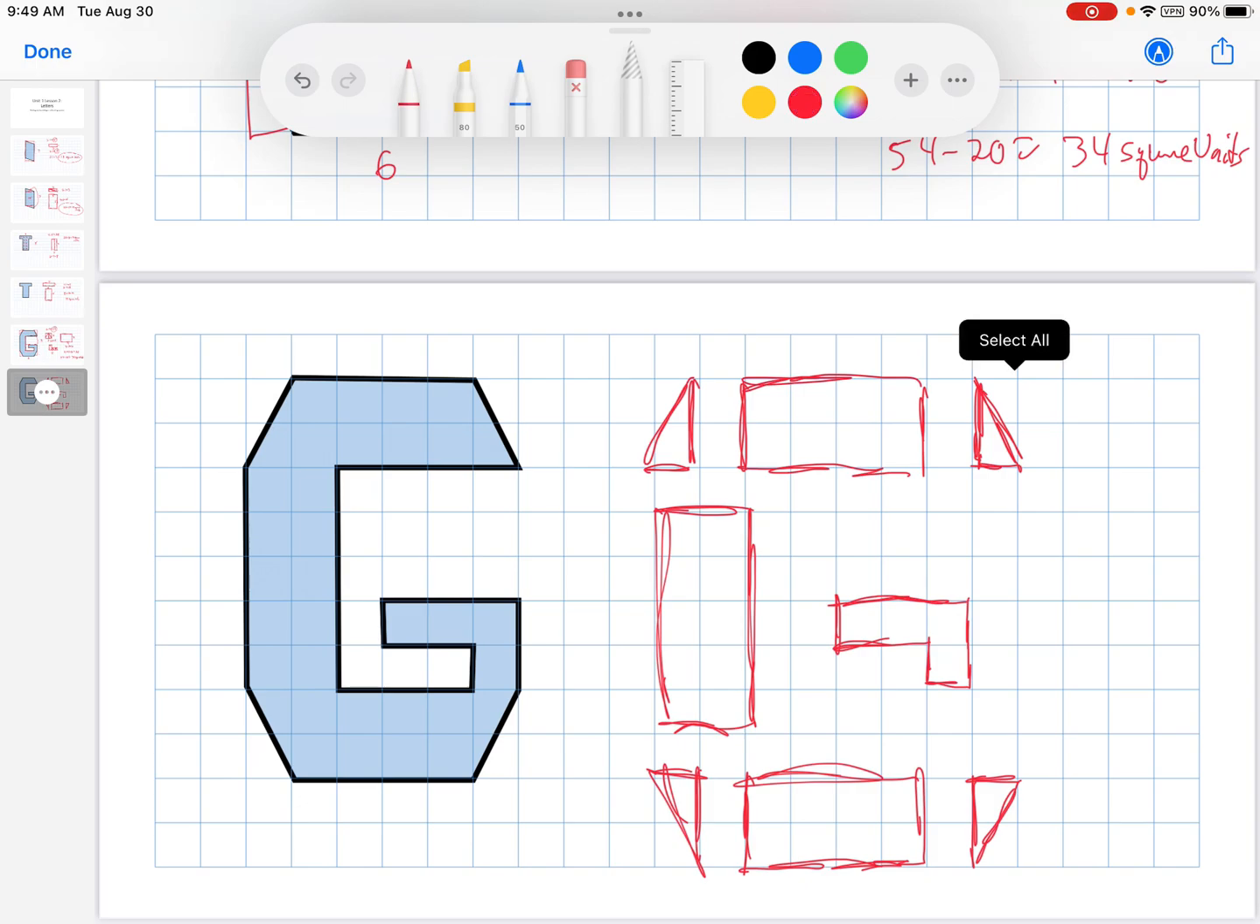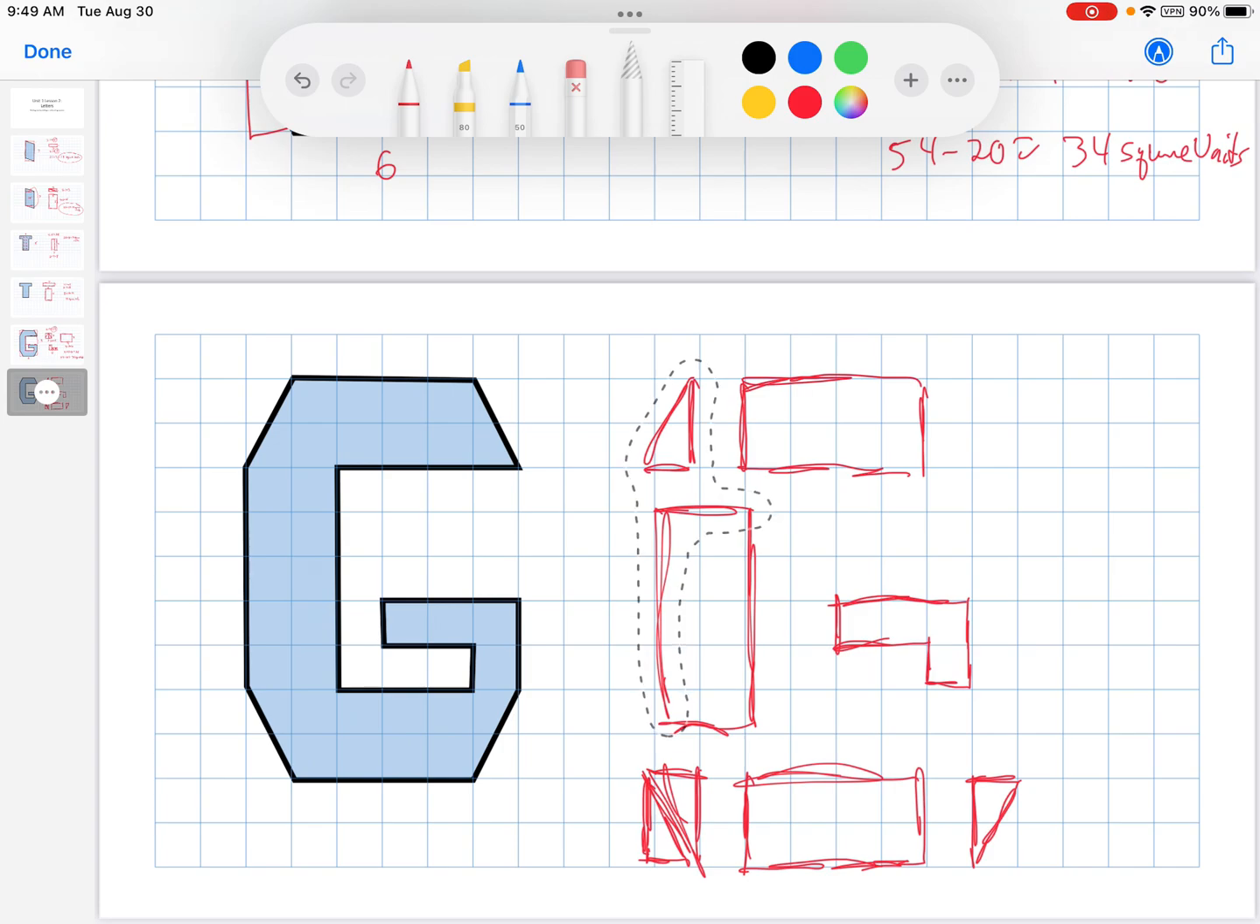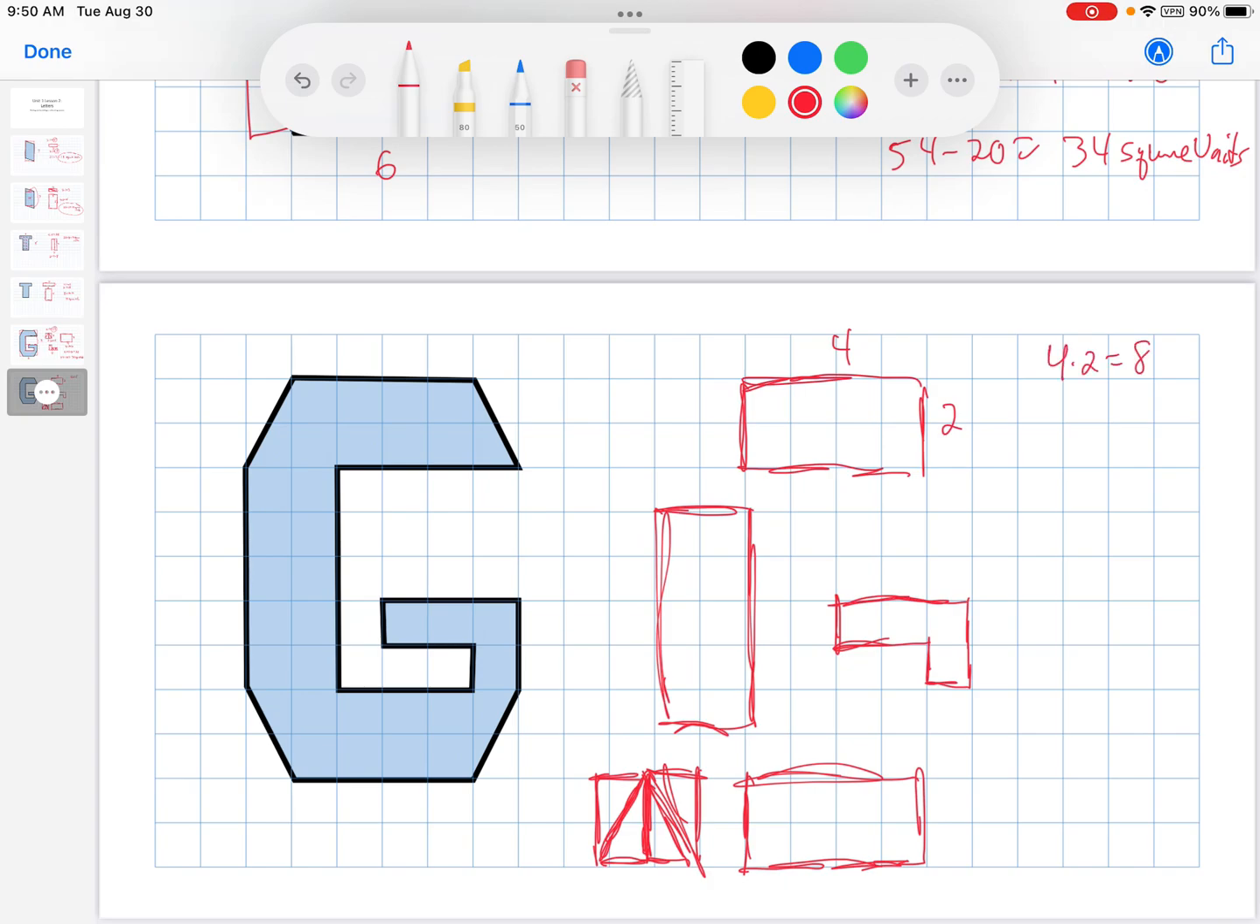Okay, I'm going to take this one and bring it down here. And this one, and bring it here. And this one, and put it here. All right, so this is 4 by 2, and that's 4 times 2, which is 8. This is 2 by 5. 2 times 5 is 10.